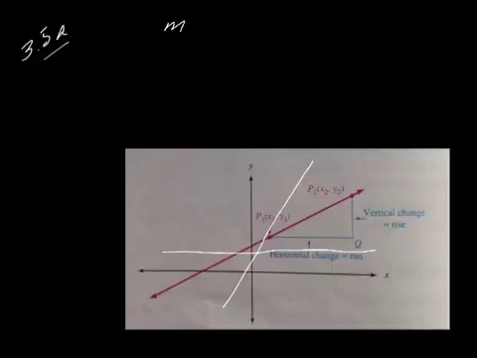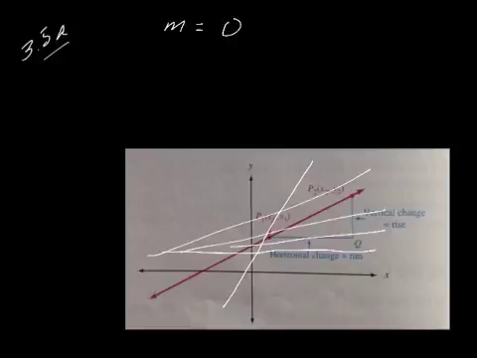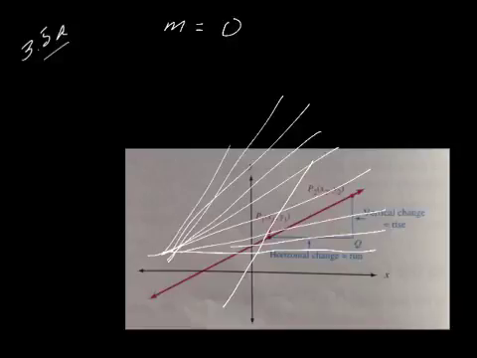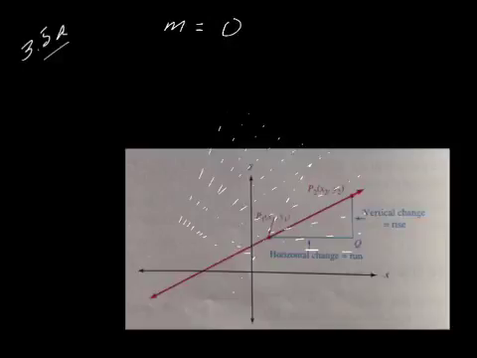And we use the letter M to represent slope. I have no idea why, but if it's a horizontal line, it's 0. As it gets steeper and steeper and steeper, that slope gets to be a bigger and bigger number until we get to where it's straight up and down.